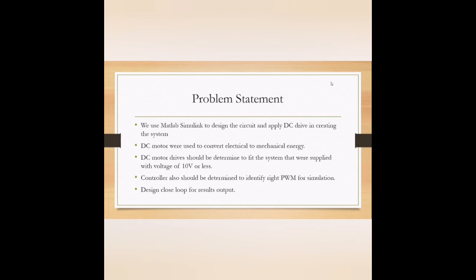So in this system, we have to choose a DC motor drive that will fit the system that will be supplied with a voltage of 10 volt or slightly less than that. Then we also have to determine the right controller in order to identify the right pulse width modulation, in short form PWM, at the simulation. Last but not least, we have to design a closed loop for the result output.